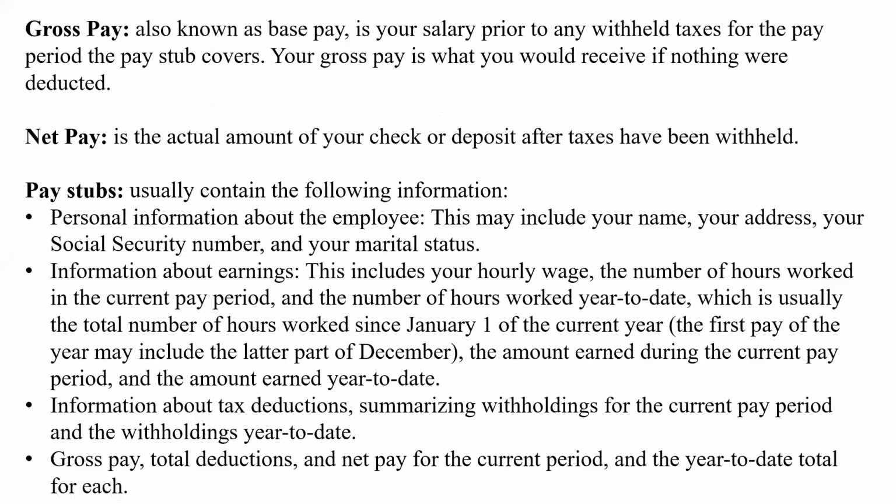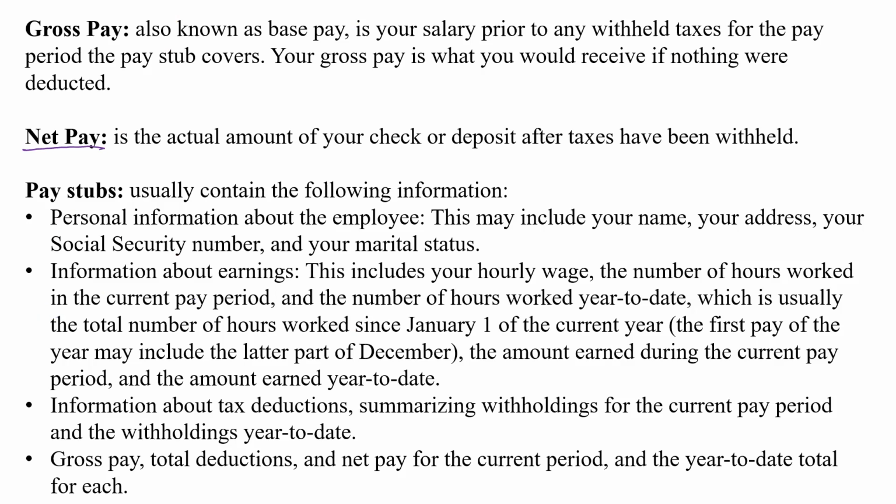In your pay stub, you'll see something called gross pay, and that's also known as your base pay. It's basically your salary prior to any withheld taxes for the pay period the pay stub covers. Maybe you get paid monthly, so that'll be your gross pay for the month, or if you get paid weekly, it'd be your gross pay for the week. That's how much you would receive if nothing were deducted. Now, net pay is the actual amount of your check or deposit after taxes have been withheld. So that's what you actually see in the bank after they've taken everything out.